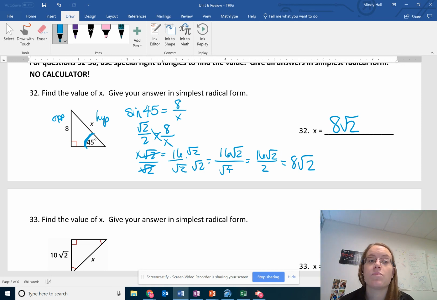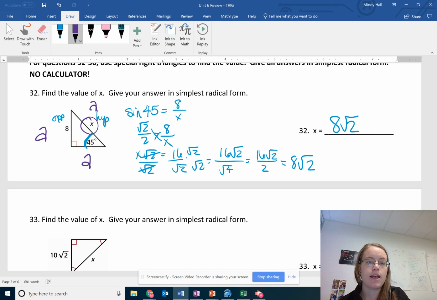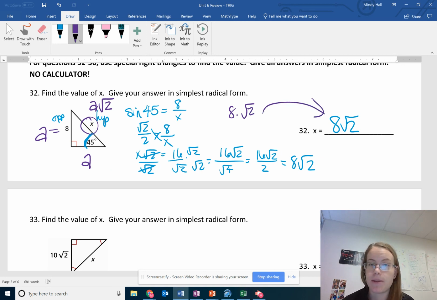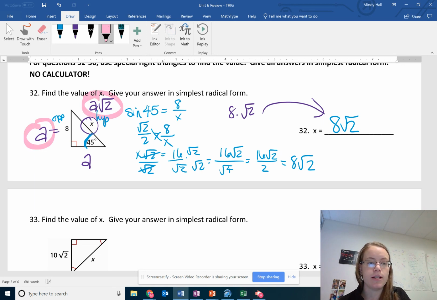Now, this is one of the ones where it would have been way easier just to do the other method. Had you done the other method, you would have needed to label these. And since this is an x, you could also use a square root of 2. Because a is 8, when we do our hypotenuse, it's 8 times the square root of 2, which is the exact same thing we just got. So if you're using that method, you have to make sure you're putting these labels on here. That way I know, because obviously you can just do it in your head sometimes, that that is what you used in order to find those values.